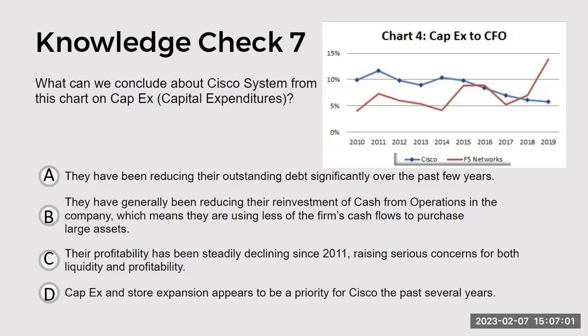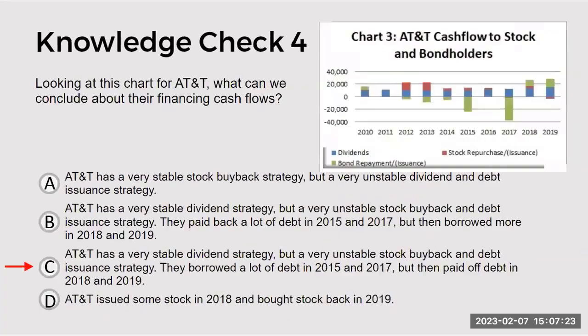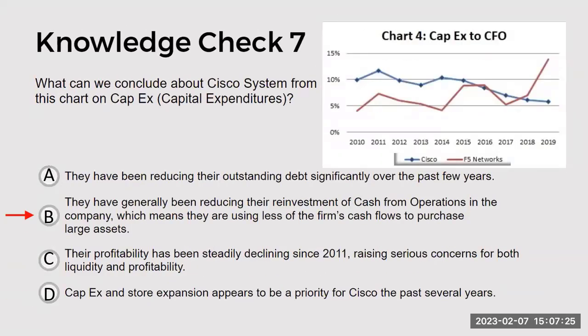All right. CapEx and store expansion appears to be a priority. Well, if it was a priority, what would it be doing? It'd be going up. And Cisco doesn't have stores. When's the last time you went to Cisco to buy something? It doesn't have stores, right? They sell servers and all those kind of things. So I would think B would be the right answer. So B.